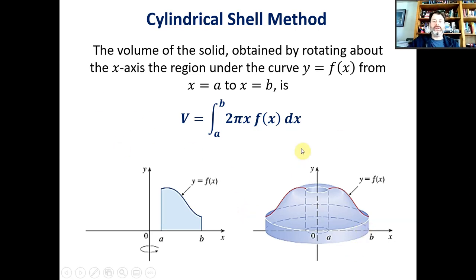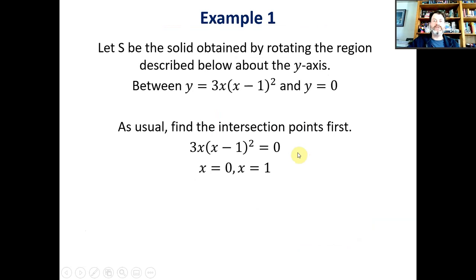All right, so let's see how this works. Let's go ahead and do an example. I'm just going to use the formula directly. All right, so we're going to go around the y-axis. And our function is y equals 3x times (x minus 1) squared. And the line y equals 0. So this region is just bounded at the bottom by the x-axis. y equals 0 is the x-axis.